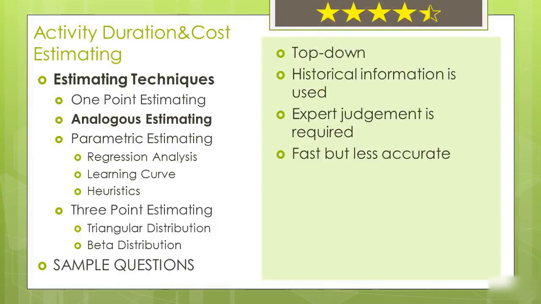Analogous estimating technique. Analogous estimating technique may sometimes be called top-down estimating technique. Historical information is used in order to estimate a project's cost or duration. Note that it may also be used for cost or duration estimation of individual activities. Expert judgment is required in order to estimate. This technique is a fast estimating technique, but it gives less accurate results compared to parametric and 3-point estimating techniques. Therefore, for this technique, we can say that fast but less accurate.